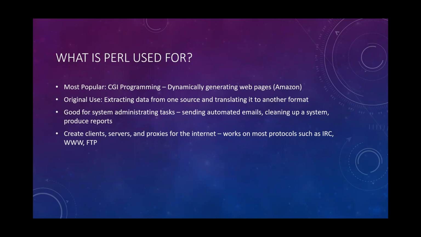Well, its most popular use is for CGI programming and dynamically generating web pages. Amazon uses Perl for their websites. The original use was to extract data from one source and then translate that data into a different format for another software to read in as its input. It is good for system administrative tasks like sending automated emails, cleaning up systems, producing reports. It can create clients, servers, and proxies for the internet. It does work on most internet protocols such as IRC, WWW, FTP.